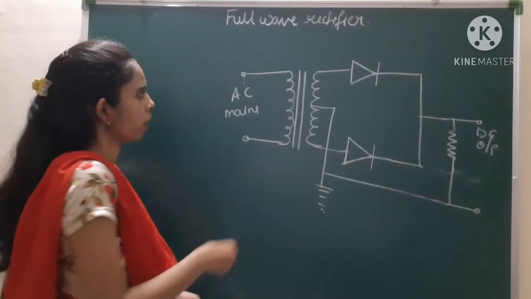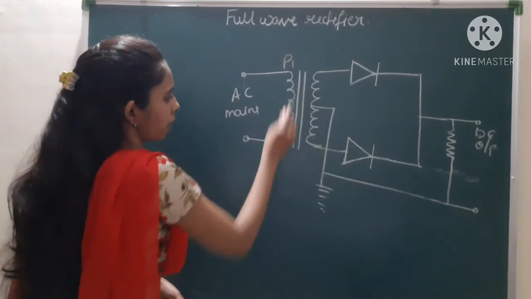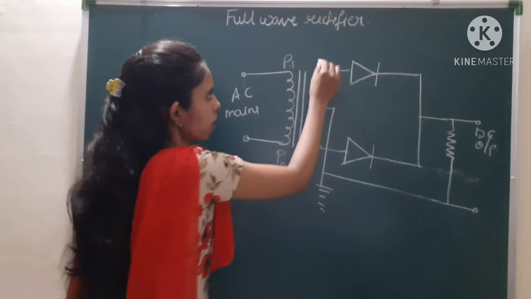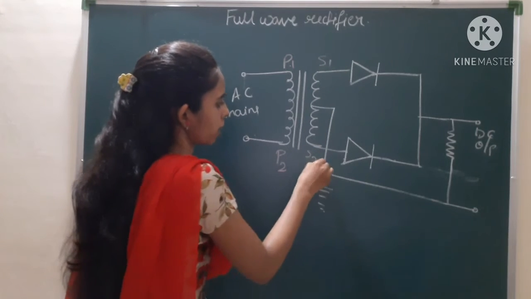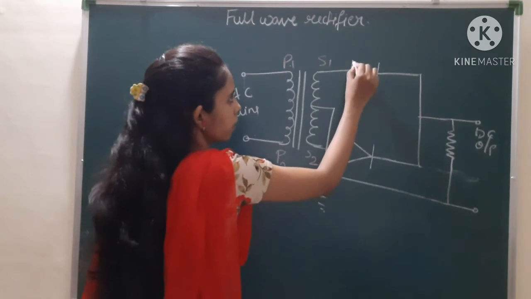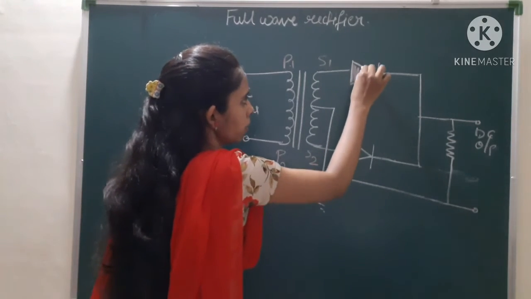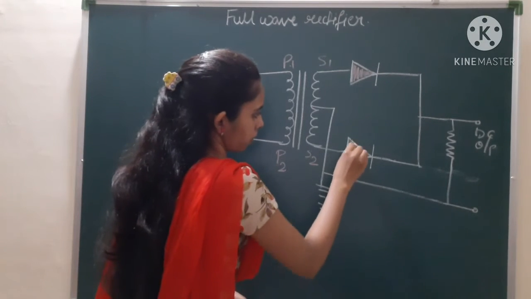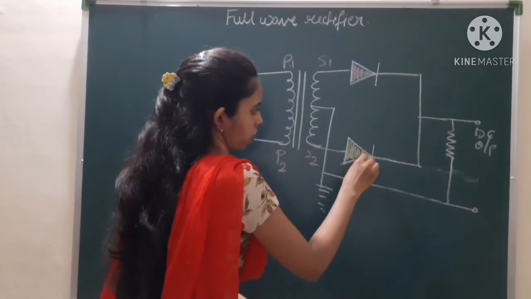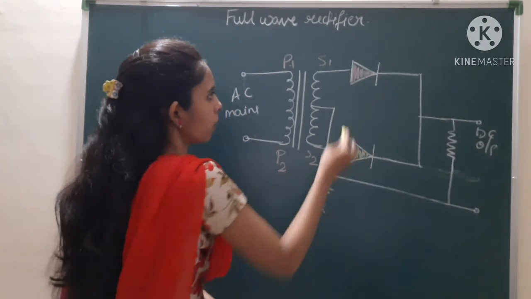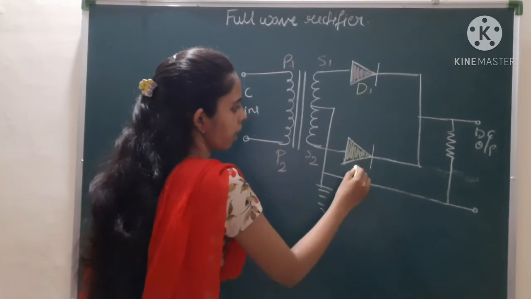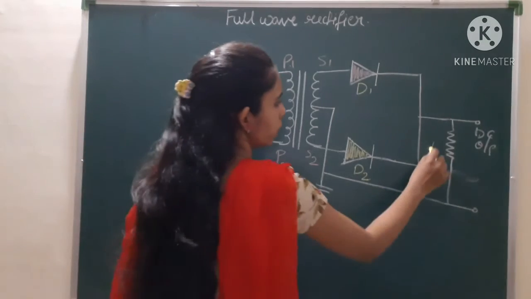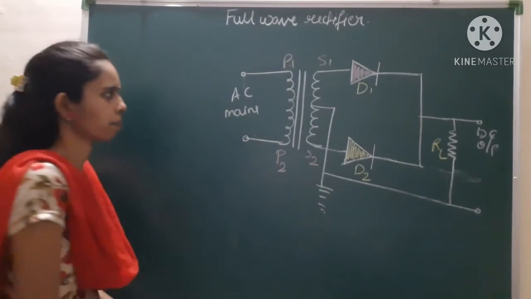Now let us say that this is P1, this is P2. This P1 and P2 are the primary coil, S1 and S2 are the secondary coil, and this will be your first diode. This will be your second diode. Now let us say that this is D1 and this is D2. Your load resistance is connected.